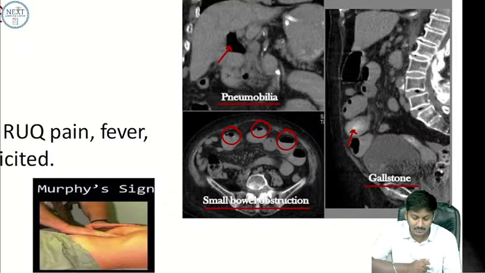Okay, so please tell me, beta, this is called which triad and seen in which condition? Pneumobilia, small bowel obstruction and gallstone. Okay, this is which triad and seen in which condition?